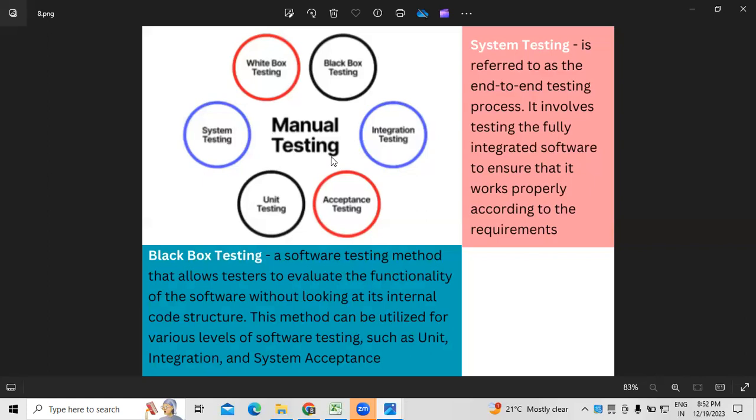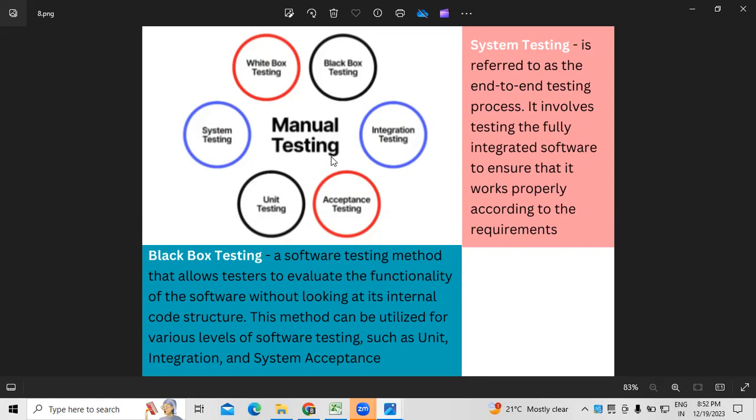There are different levels, as I told you: it can be at the unit level, the integration level, or the system acceptance level. Whatever testing is performed at these levels, this is what we call black box testing. So these are the two major types of testing. One is white box testing, and the second is black box testing.